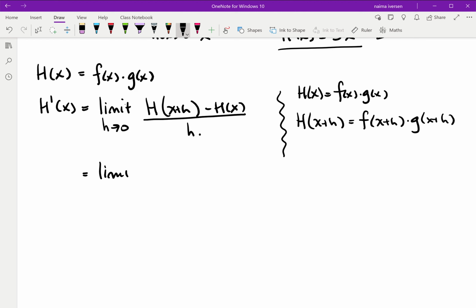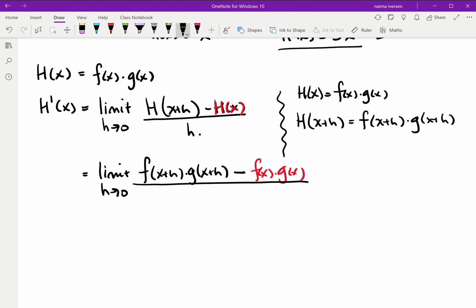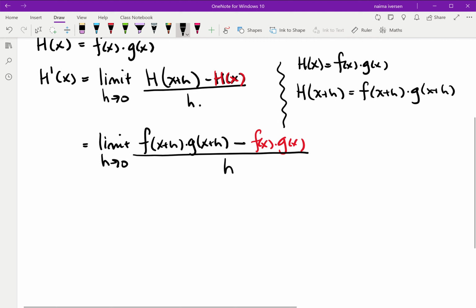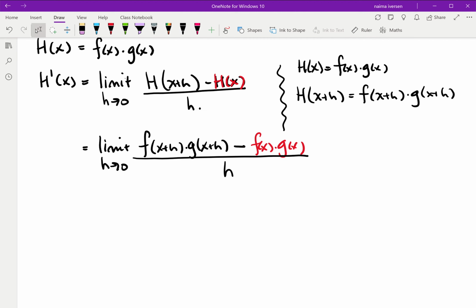I get the limit as h goes to 0 of f of x plus h times g of x plus h minus h of x, this guy right here, which is f of x times g of x, and it is all divided by little h. So even though there's a lot of f of x plus h's and g of x plus h's and all that kind of stuff, I would hope that we could all do this.